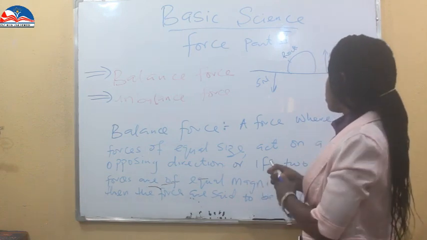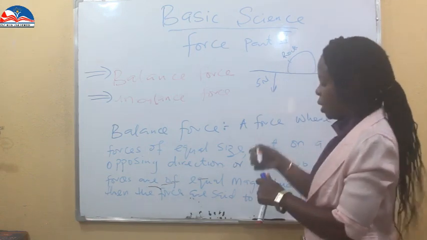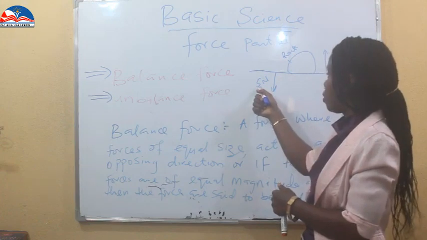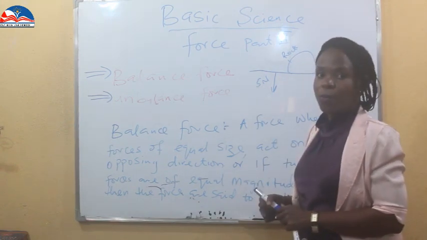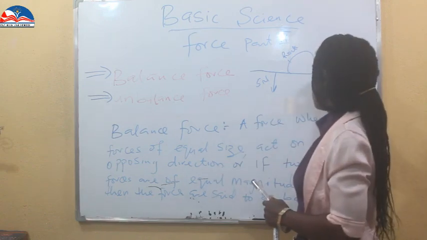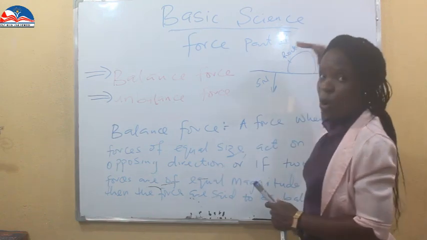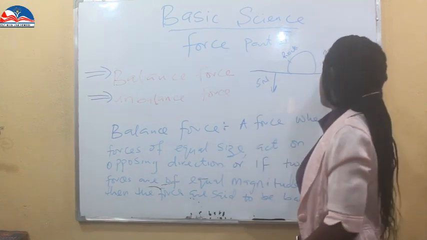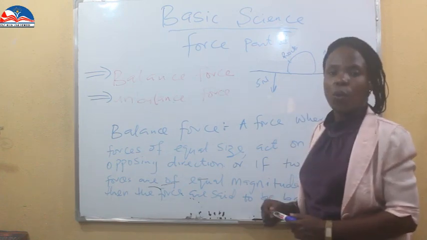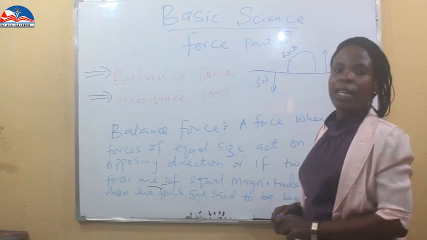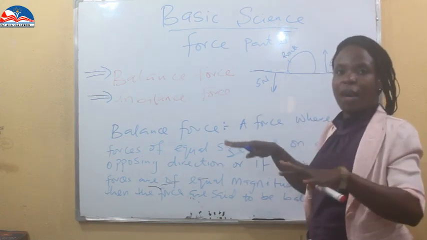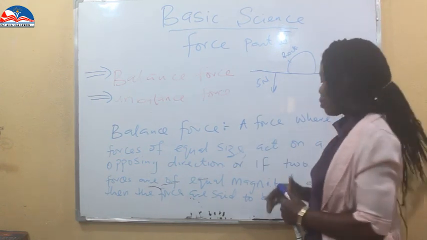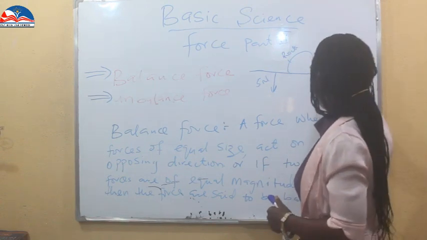And so if the force pushing the rock down is 5 Newton, and the force pushing the rock upward from this soil surface is that same 5 Newton, we can say that the rock will have balanced force. Now let's take another example.